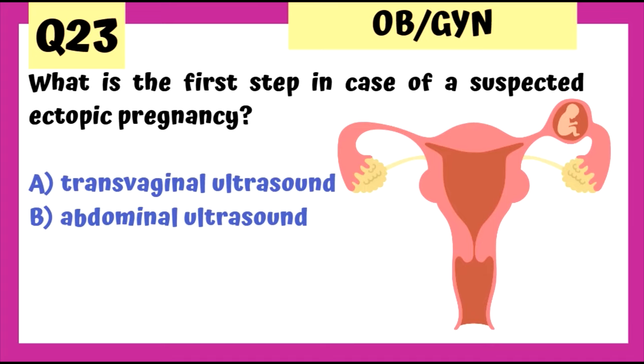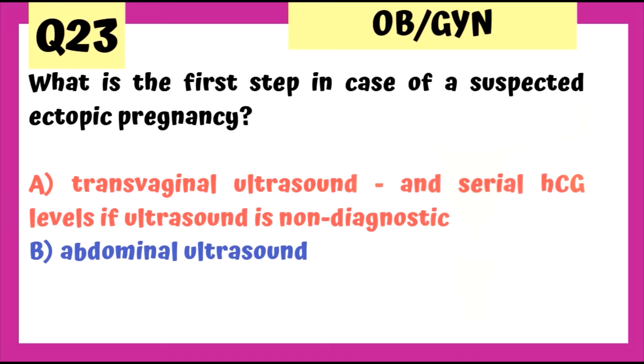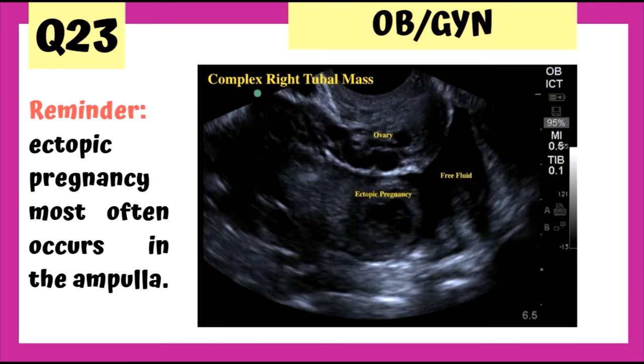Question 23. What is the first step in a case of a suspected ectopic pregnancy? The answer is transvaginal ultrasound, not an abdominal one. We want to go transvaginal. And serial hCG levels if the ultrasound is non-diagnostic. Reminder that the ectopic pregnancy is most often found in the ampulla.